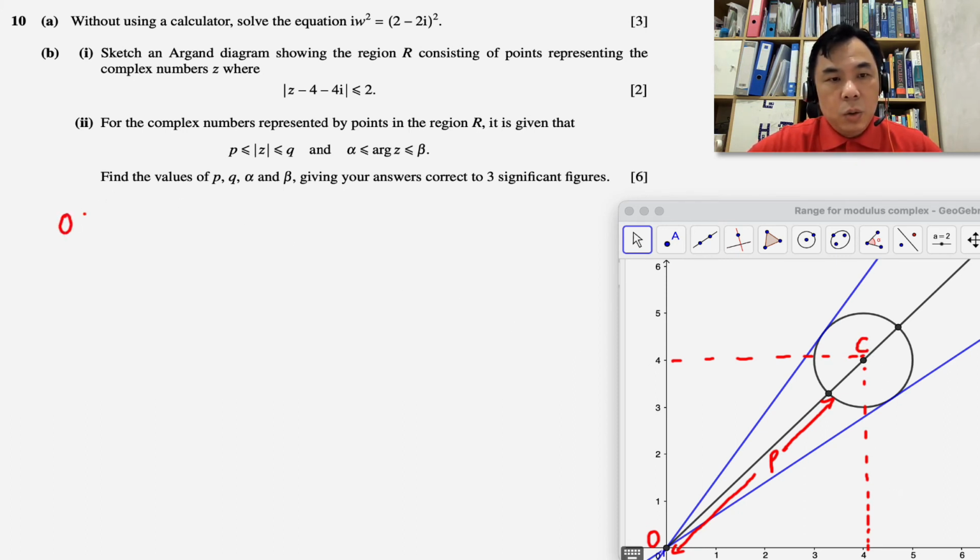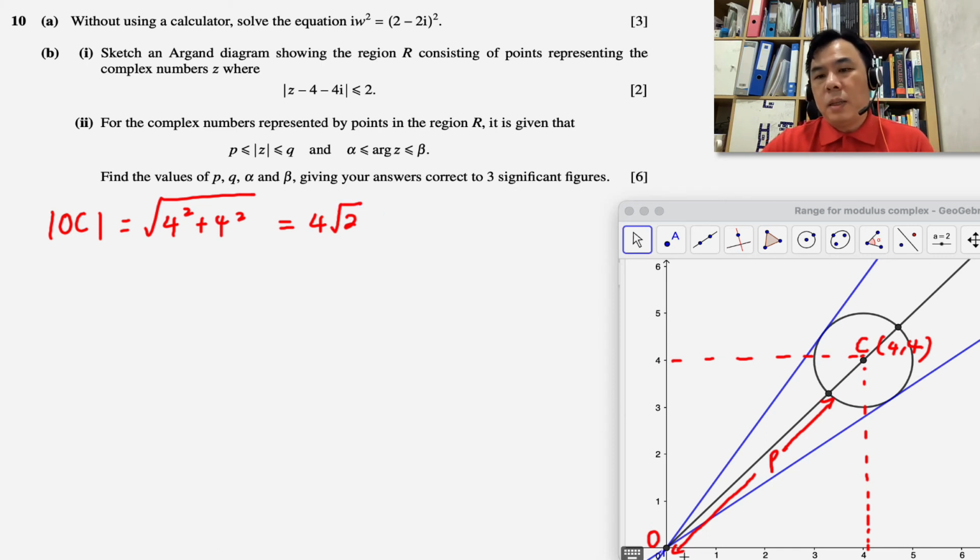The distance OC can be obtained quite easily. Because C here is (4, 4), the distance would be the square root of 4 squared plus 4 squared, and that would give us 4 root 2. Now, that is the distance from O to C. To find the shortest distance P, we can conclude that P is basically 4 root 2, subtract off the radius of this circle.